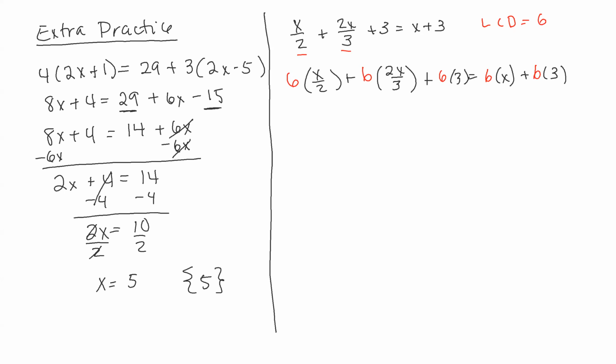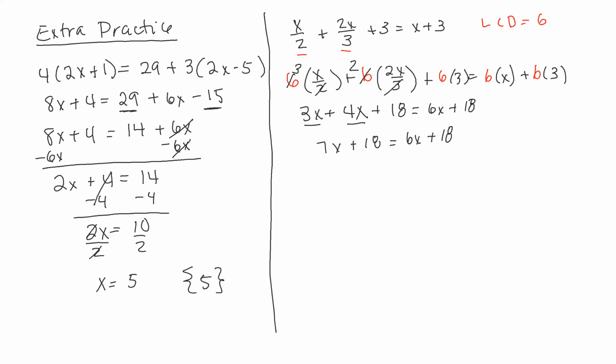All right, so for the first term on the left, 2 goes into 6 3 times, leaving me with 3 times x. For the next term, 3 divides into 6 twice, leaving me with 2 times 2x or plus 4x. 6 times 3 is just 18. 6 times x is 6x. 6 times 3 again is 18. Okay? So now the right-hand side is simplified. The left-hand side is not. I can simplify 3x and 4x. So when I simplify those, I just get 7x plus 18 equals 6x plus 18.